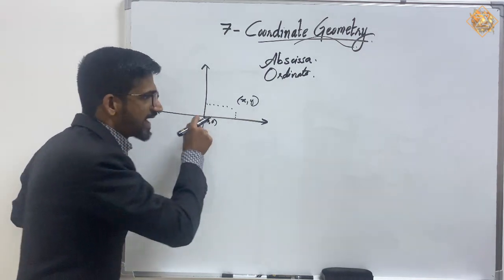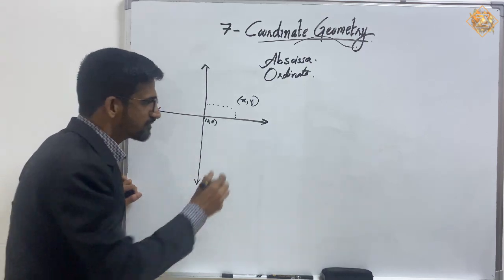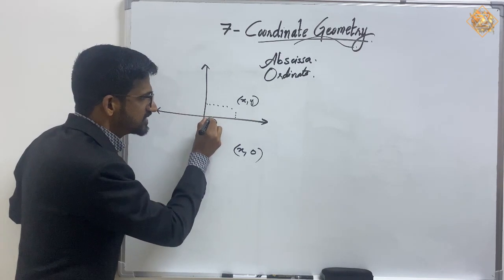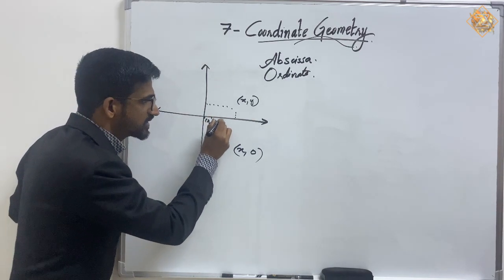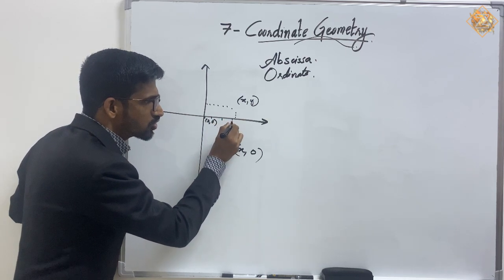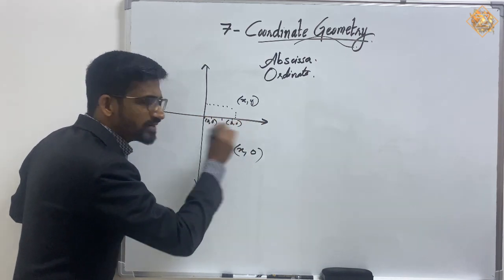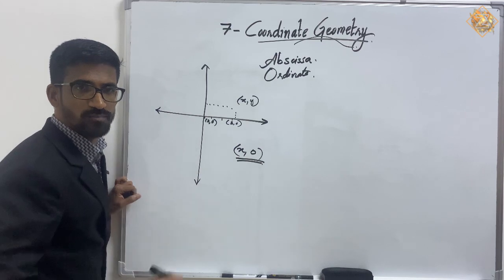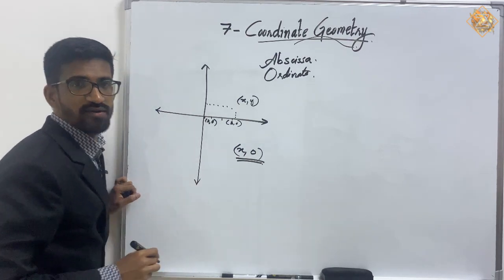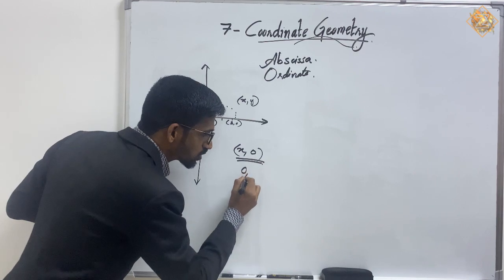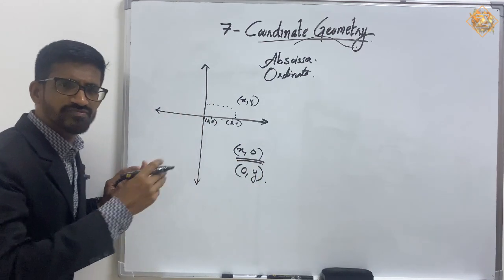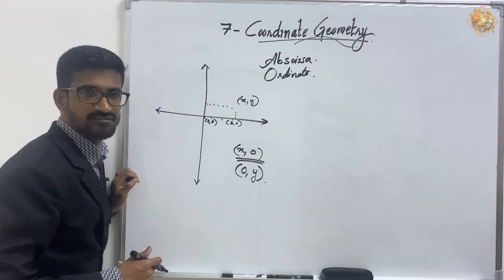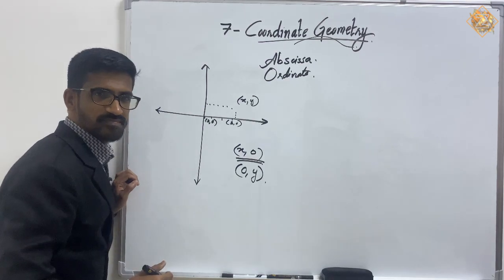And it's a very important point. Any point on the x-axis is of the form (x, 0). For example, here it is (1, 0), here it is (2, 0), here it is (3, 0). Any point on the x-axis is of the form (x, 0), which is a very important point, students. And any point on the y-axis is of the form (0, y). All this we have already studied in our previous classes in grade 9 and grade 8. Hope it is clear.